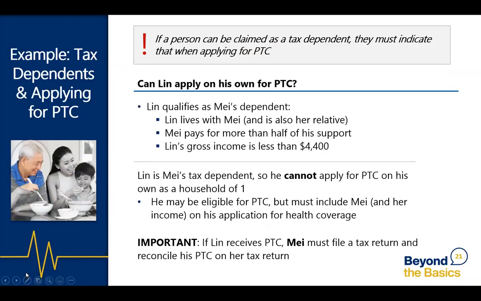So what's really important to think about in this example is that if a person can be claimed as a tax dependent, they must indicate that when they're applying for coverage. So I will tell you, lots of times I've gotten the question in a similar example like this. Well, could Lynn just apply on his own and get a tax credit based off of his income of $2,500 that he gets from abroad?